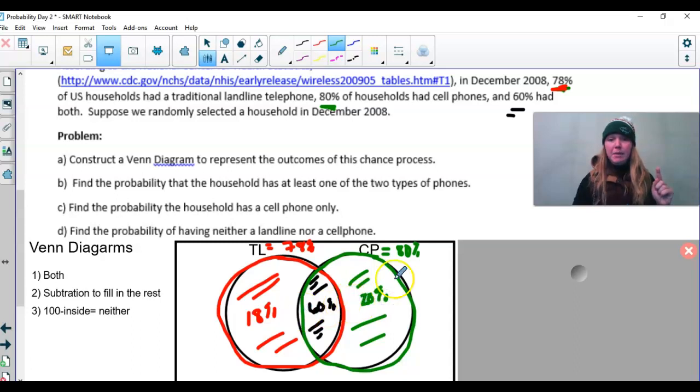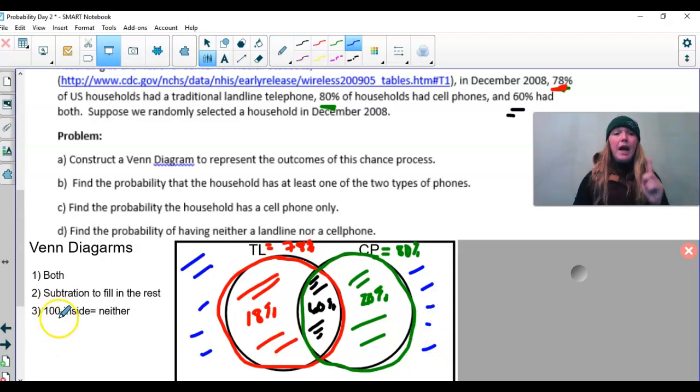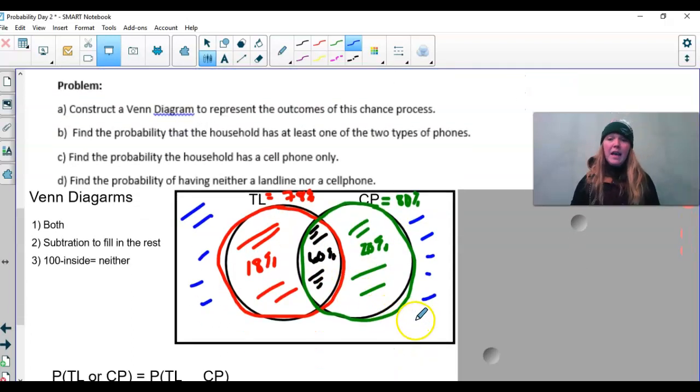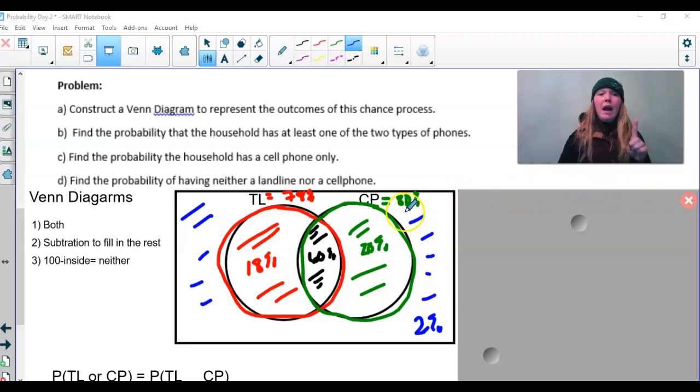So 60 plus 20, this whole circle is 80. 18 plus 60, this whole circle is 78. Well, then we have people that own neither. That's everyone out here. So what did I put? I said 100 minus the inside gives us the neither. So we take 18 plus 60, which is 78, plus 20, which is 98. 100 minus that gives us 2%. 2% own neither.